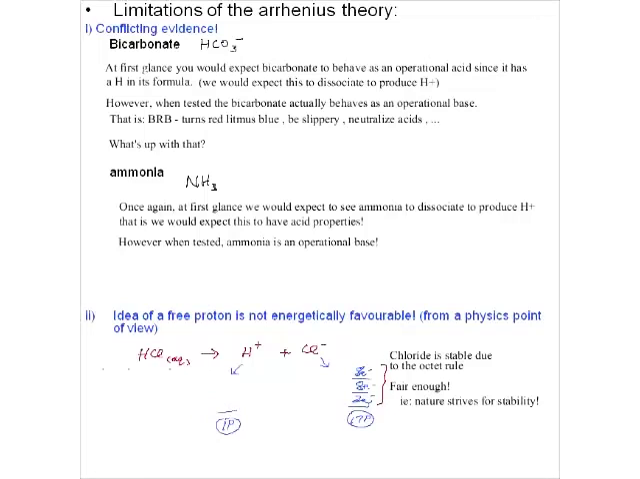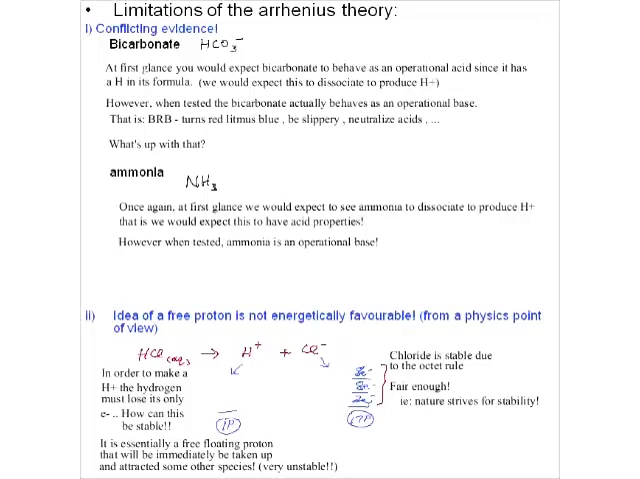So the physicists are looking at this and saying, well, that's not good. In order to make this hydrogen, it gives up its only electron. And how can this possibly be stable? And here Arrhenius is saying, yeah, that's going to be floating around in water. No, that's not going to happen. It's not possible because it's not going to be stable floating around by itself. So as a free-floating proton, it's going to be immediately taken up and attracted to some other species. It's a very unstable species. So the physicists are looking at Arrhenius' theory and saying, you better come up with something different because this just doesn't cut it. It's no good.